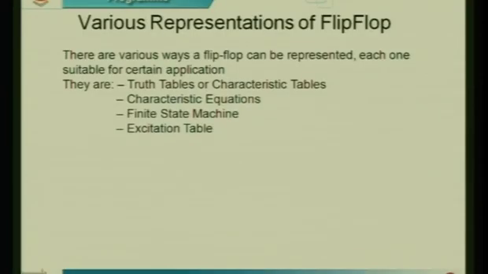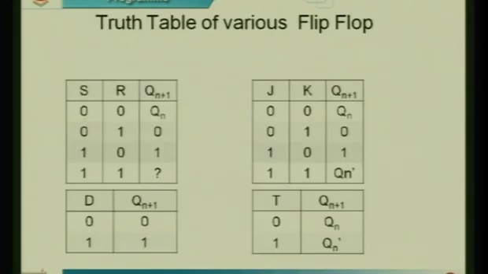We will look at various representations of flip-flops. We can represent a flip-flop in various methods. For example, I will represent the flip-flop in terms of truth table, characteristic table and excitation table. From that I am going to generate the characteristic equation. Then I can develop finite state machines. Now let us discuss how we will write the truth table, characteristic table and then excitation table of all the flip-flops.